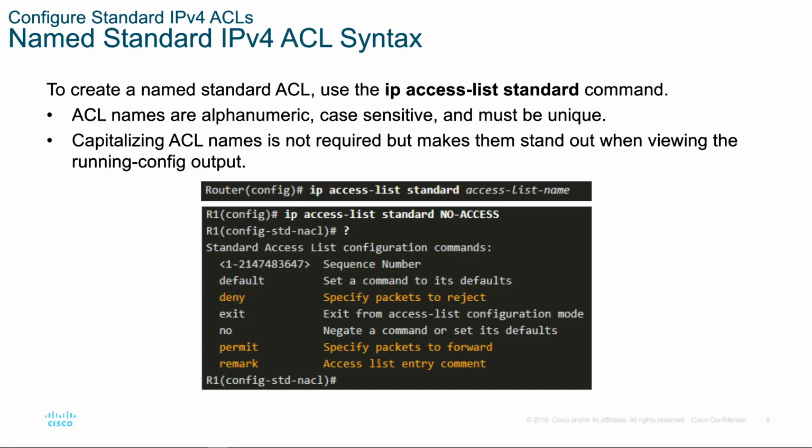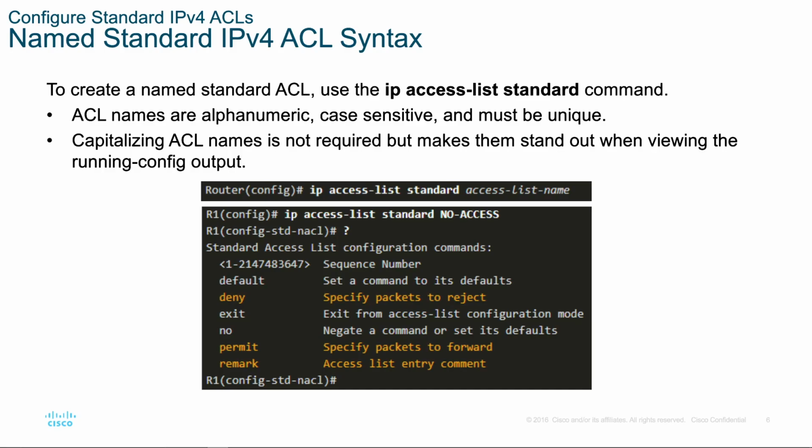Named ACLs are slightly different in command structure, in that in global config we go IP access list, we tell it it's going to be a standard, and then we specify the name of the ACL. This now changes the command prompt into named ACL configuration, and we go through and add our parameters.